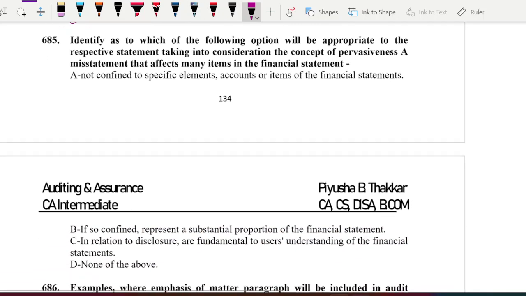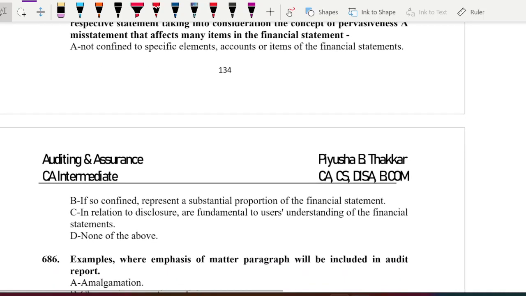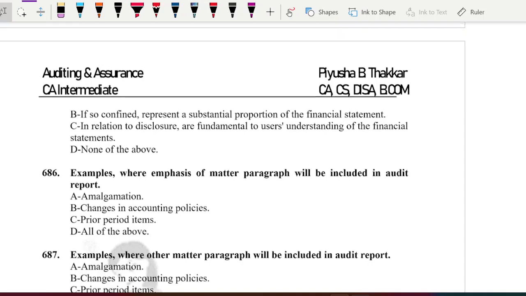Let's go ahead further. Identify as to which of the following option will be appropriate to the respective statement, taking into consideration the concept of pervasiveness. A misstatement that affects many items. Alternative A, not confined to specific elements, accounts, or items of financial statements. Alternative B, if so confined, represent a substantial portion. Option C, in relation to disclosure, are fundamental to users' understanding. D, none of the above.